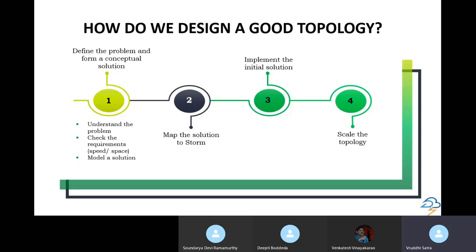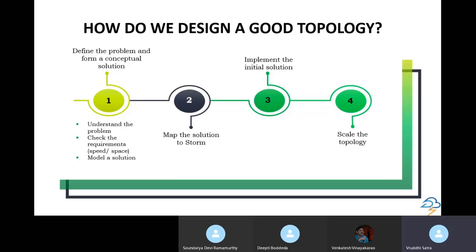The first step is to define the problem and form a conceptual solution. We need to have a very clear understanding of the problem at hand. Also, we should be well aware of the requirements of the solution we come up with in terms of speed and space. Now we need to form a conceptual model that will outline the basic steps to solve this problem. The second step is to map the solution to STORM. That is, we need to convert it in terms of spouts and bolts. So now we have a rough design of our topology.